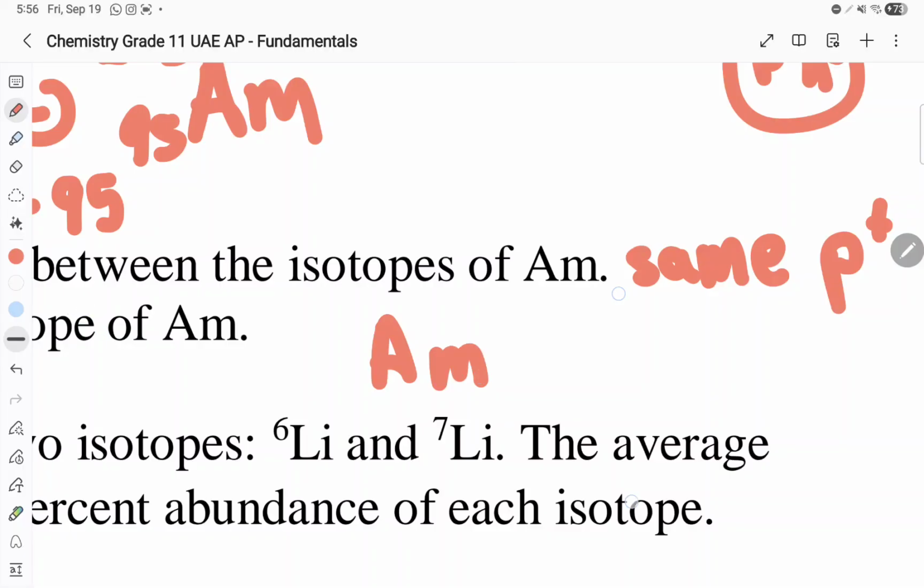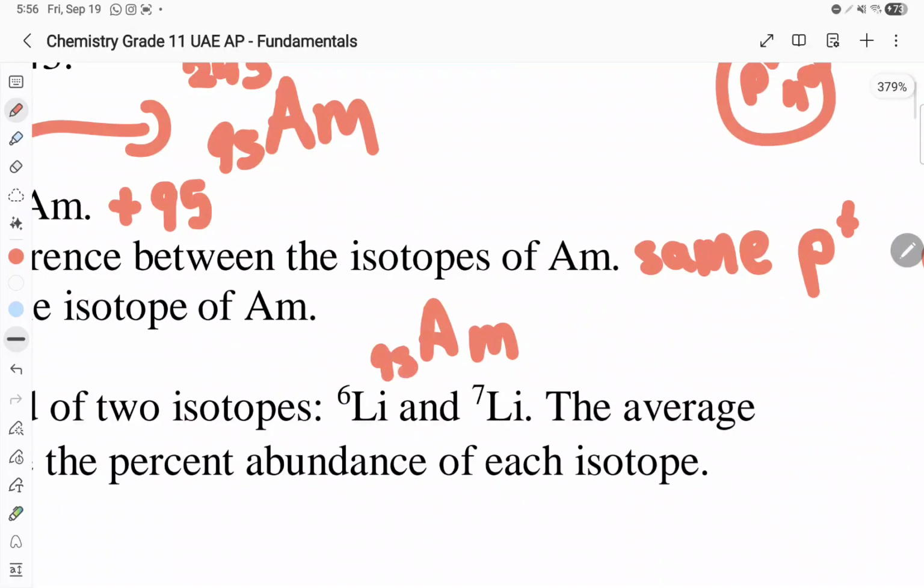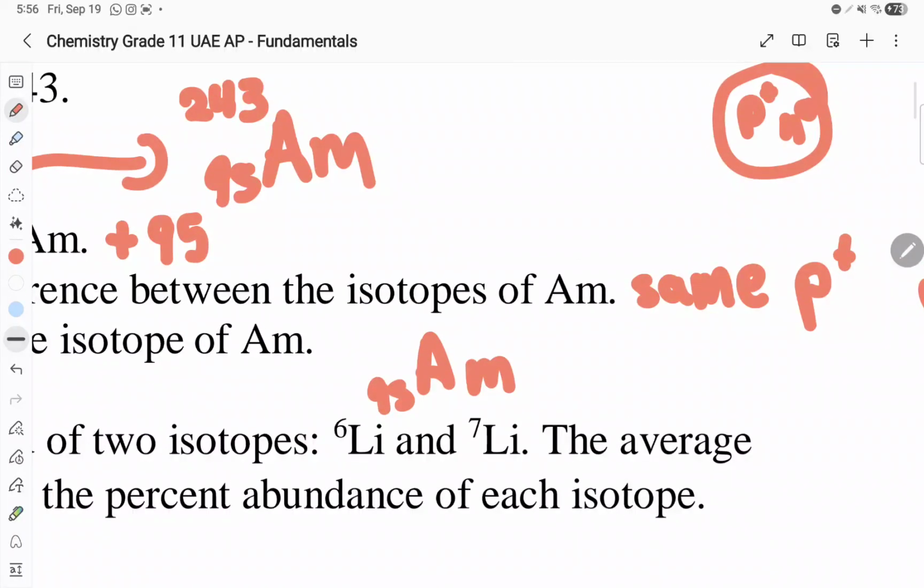So the number down will never change. If it changes, it's a different element. And the number on top, since here it's 243, you cannot have 243. So you could put 242, you could put 244, 245, 241, anything but 243.